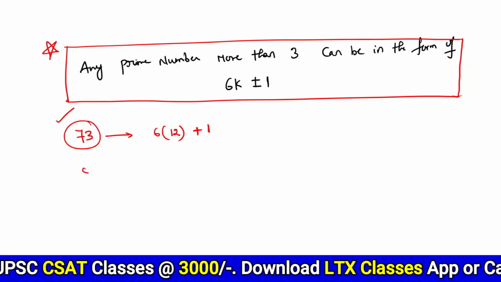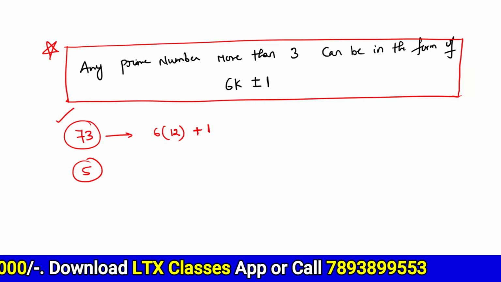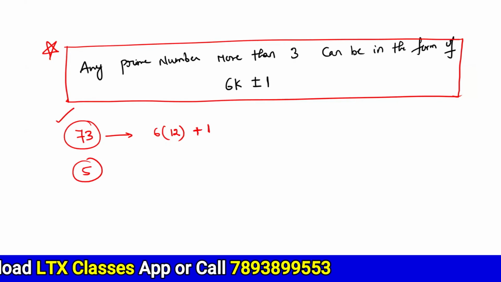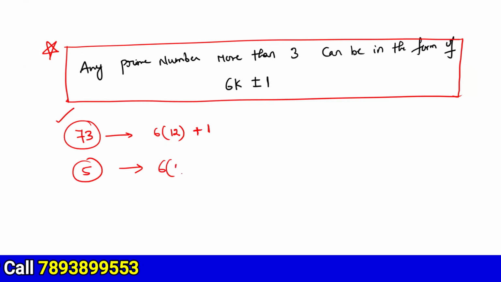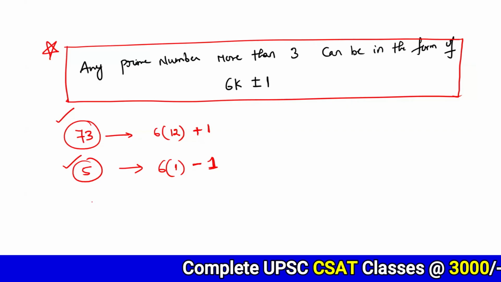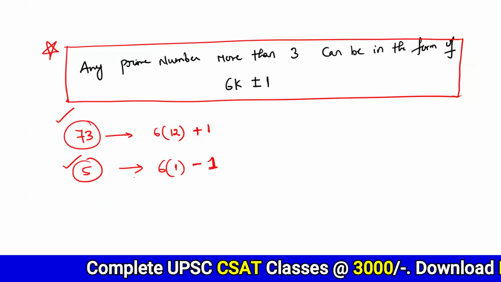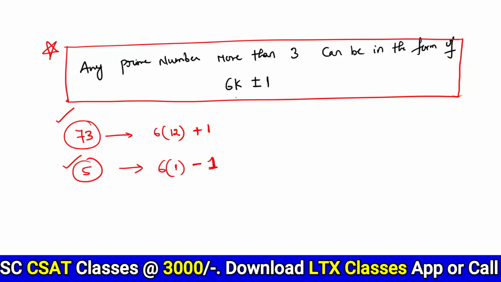Or else take one more example, a small number, that is 5. Now regarding 5, this can be written as 6 times 1 minus 1. So again this is a prime number. Like this, any prime number you take can be represented in the form of 6k plus 1 or in the form of 6k minus 1.